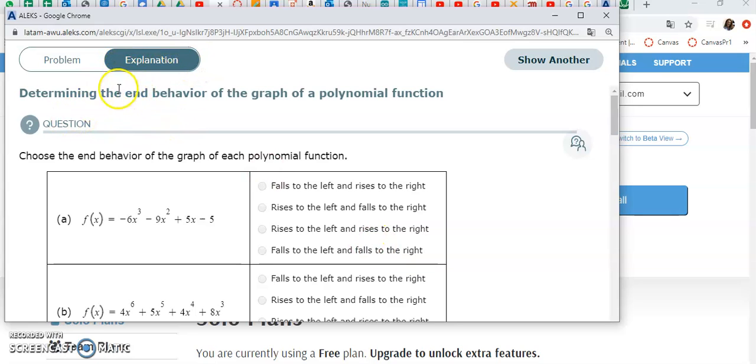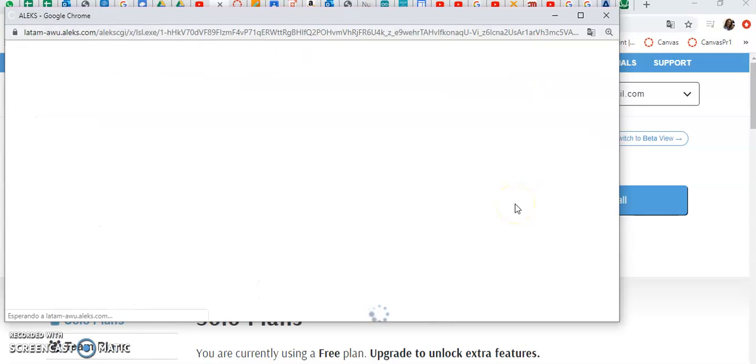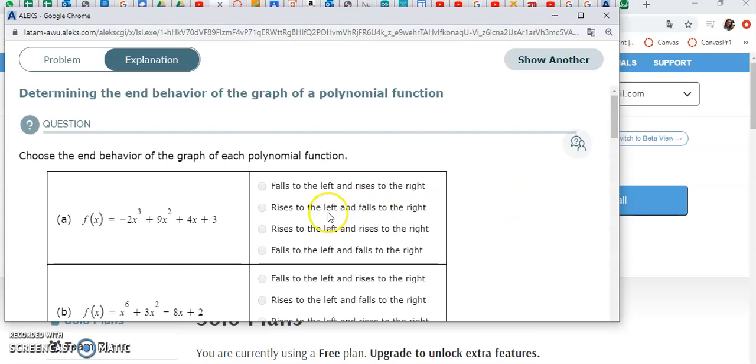I'm going to look for another example. Show another. So we can see again the behavior. Good. In this case, we have negative 2x to the third. So the degree is third degree, which is an odd number, and the leading coefficient is minus 2.